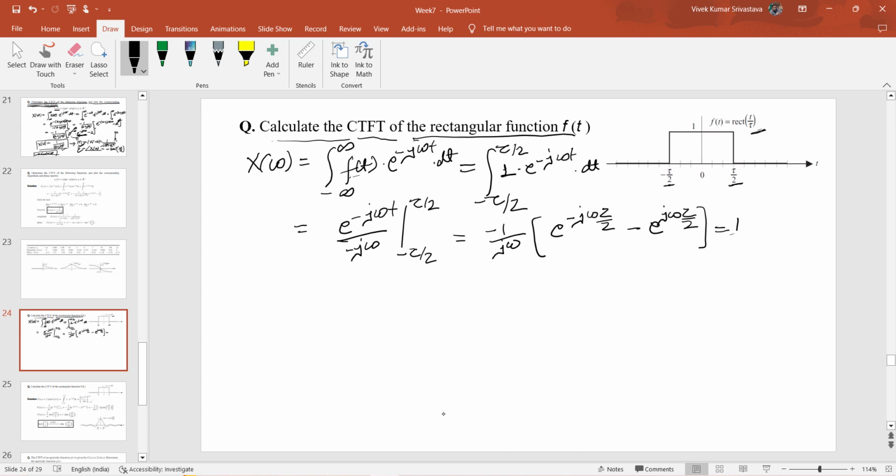This you can also write as 1 over j omega times e raised to the power j omega tau by 2 minus e raised to the power minus j omega tau by 2.